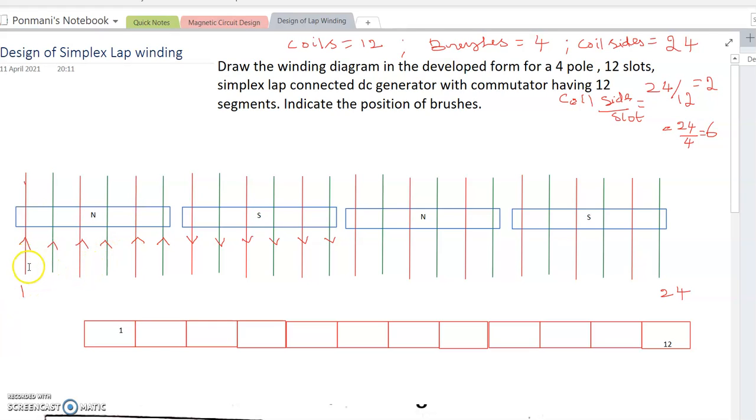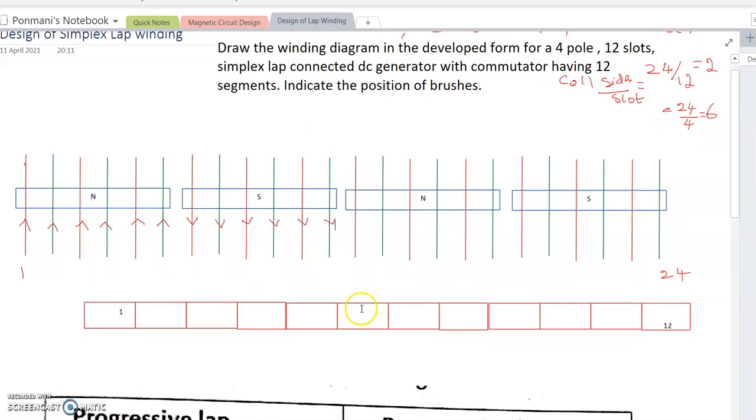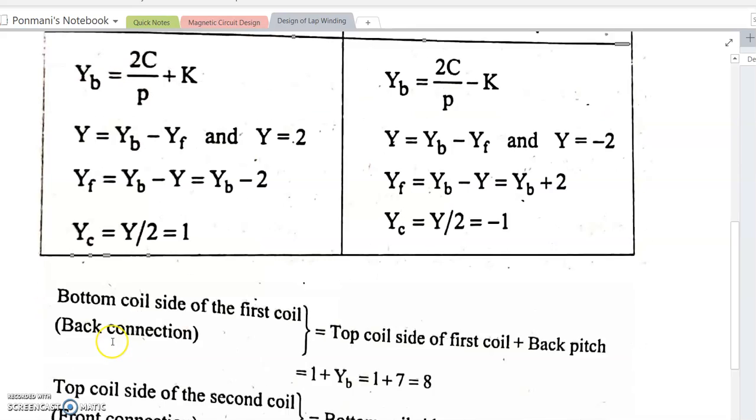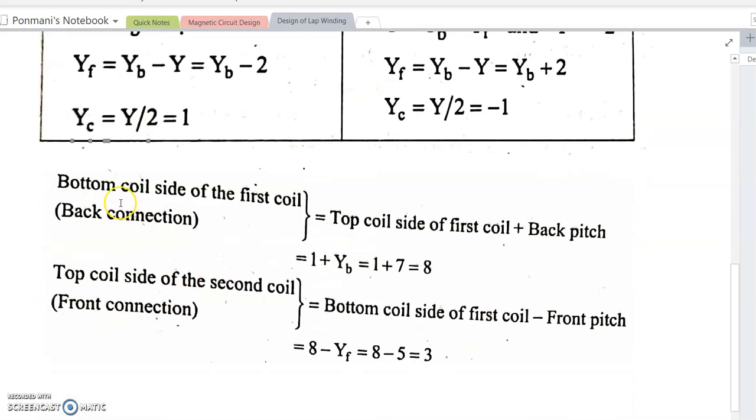Then we have to connect the top coil side to some commutator segment. Then we have to complete the winding diagram. For that we are using this winding table: back pitch, front pitch calculation, commutator pitch, winding pitch. And then we have to calculate the bottom coil side of the first coil, the back connection and front connection of the winding. That is, where the bottom side of the first coil should be connected, and where the top coil side of the second coil should be connected. Like that, back connection and front connection we have to calculate.